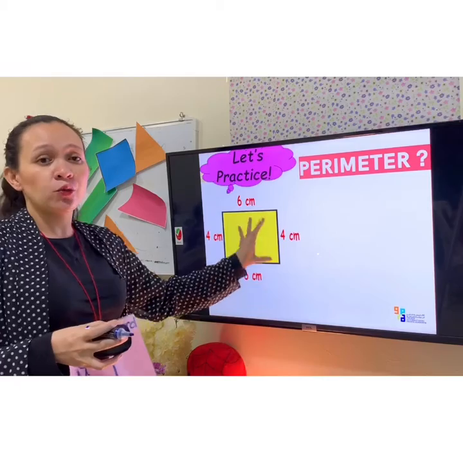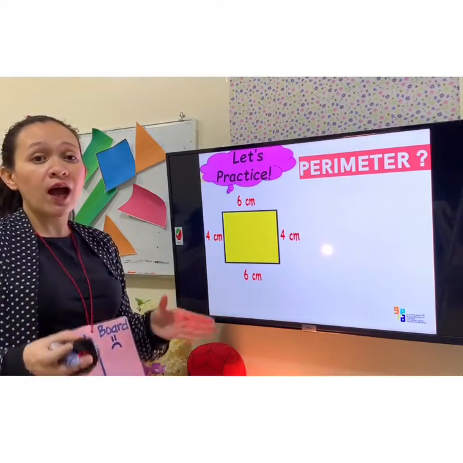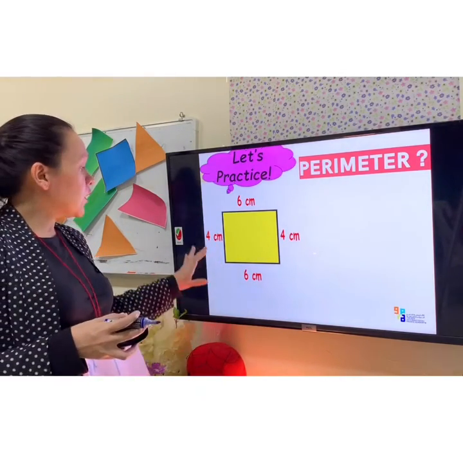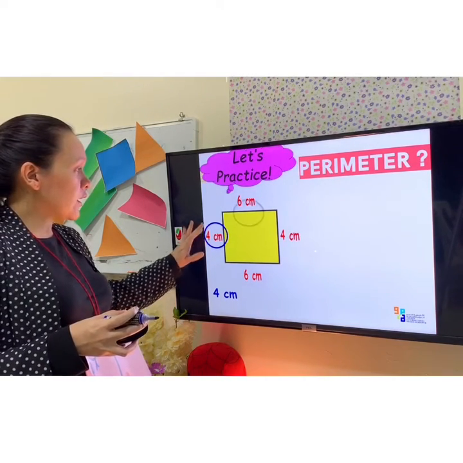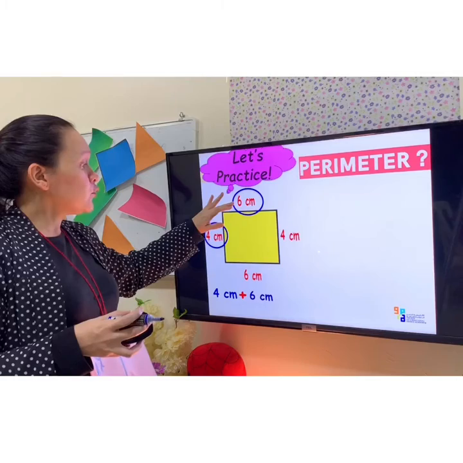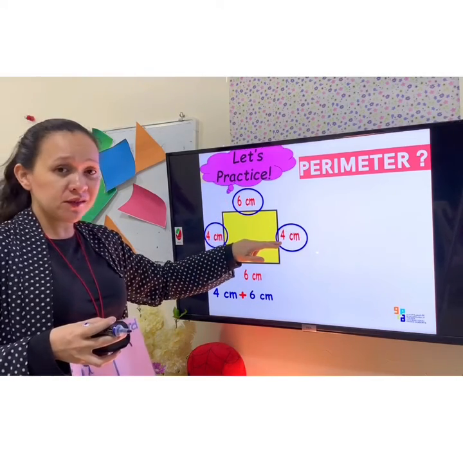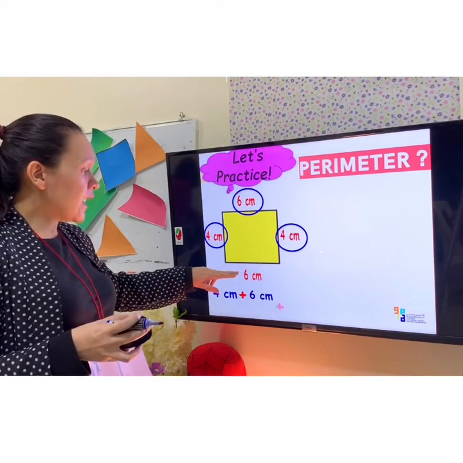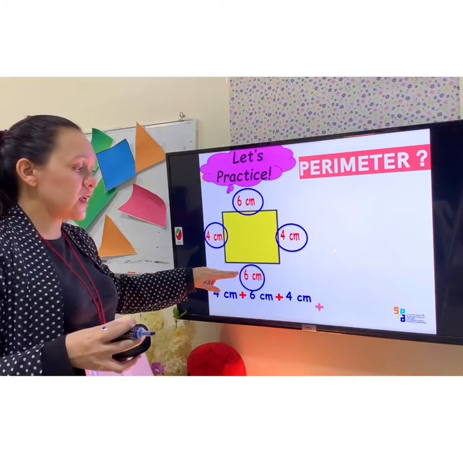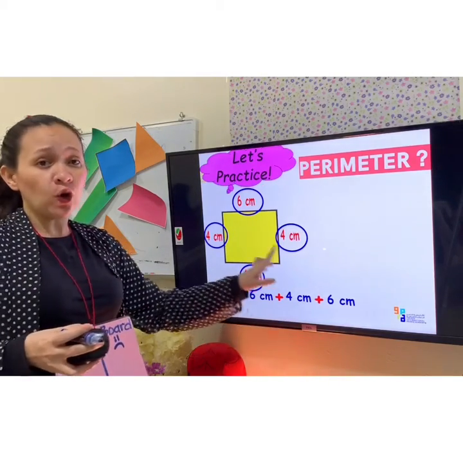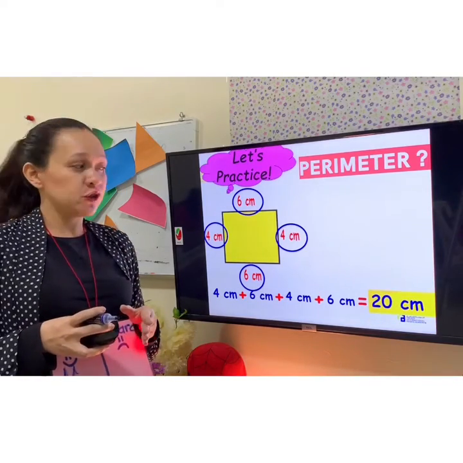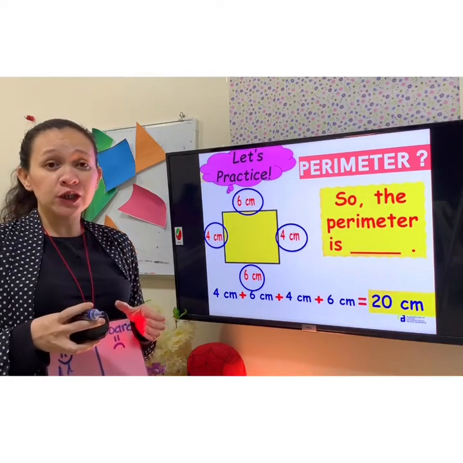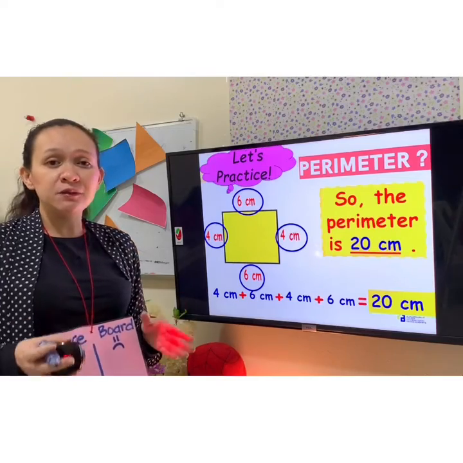I have here a square. Again, we are going to add all the sides. So we are going to start here. 4. We're going to add another side, 6. And then we are going to add another side, it's 4. And then we are going to move to 6. Then we are going to add all together. The answer is 20 centimeters. So the perimeter is 20 centimeters.